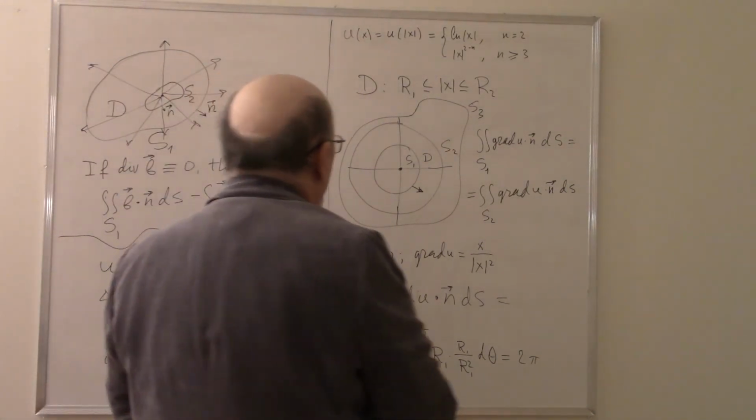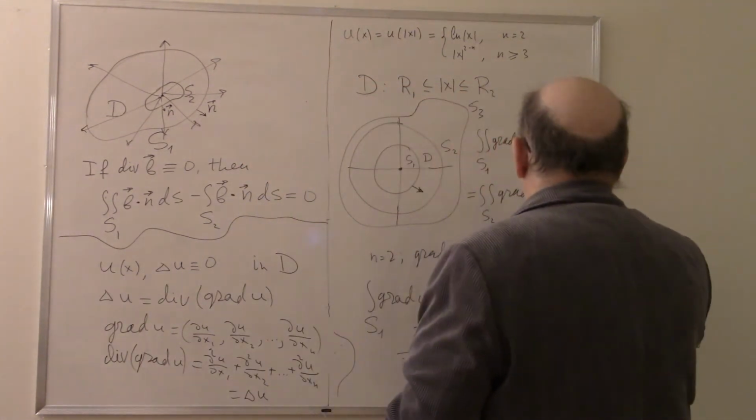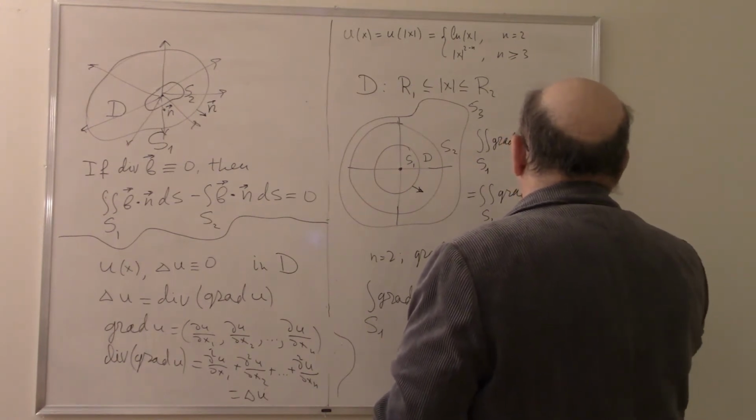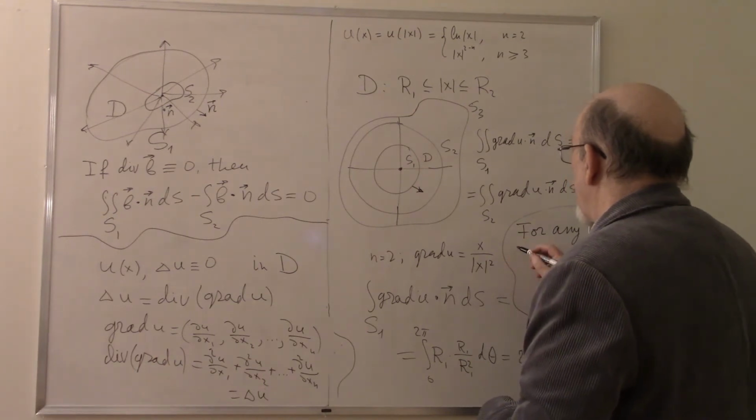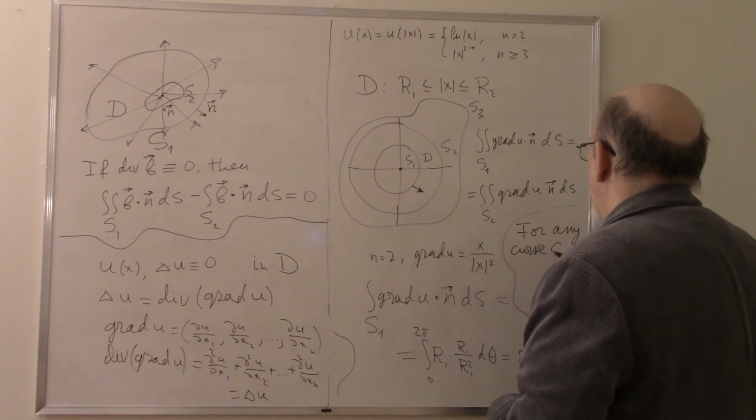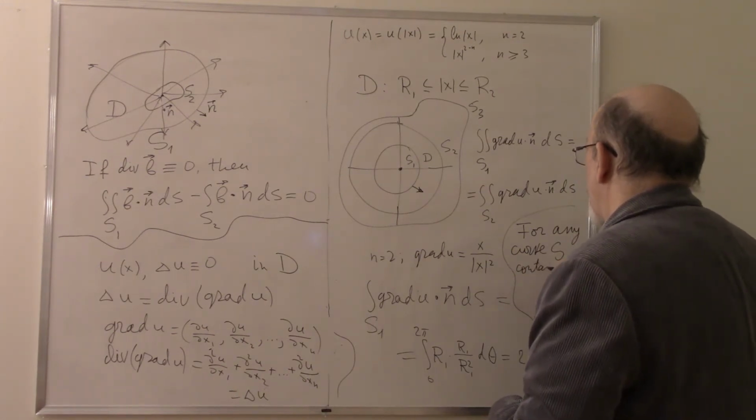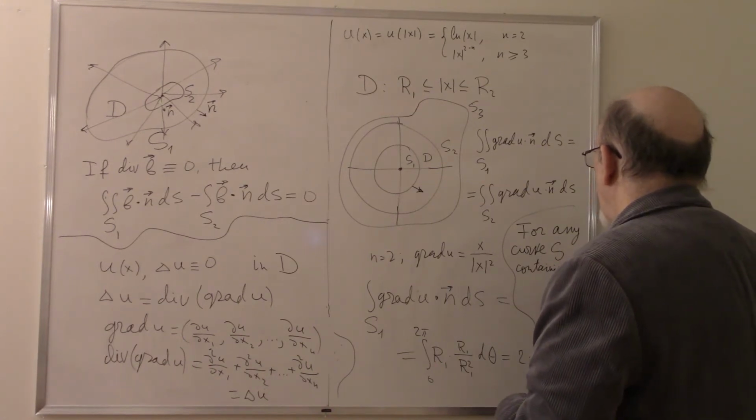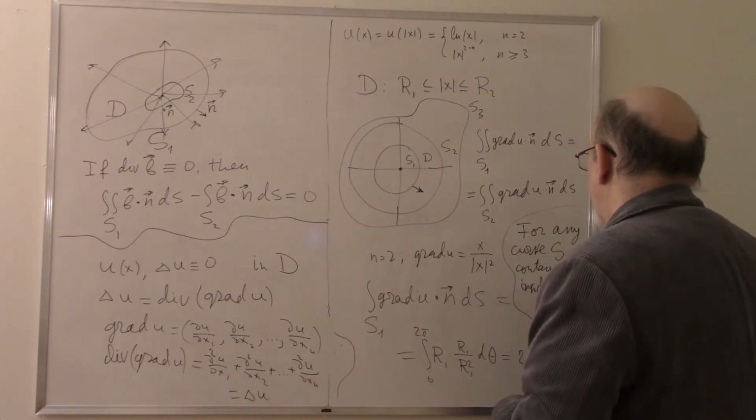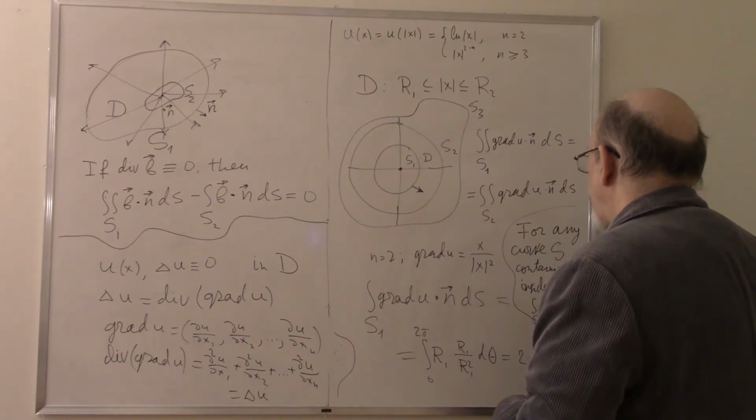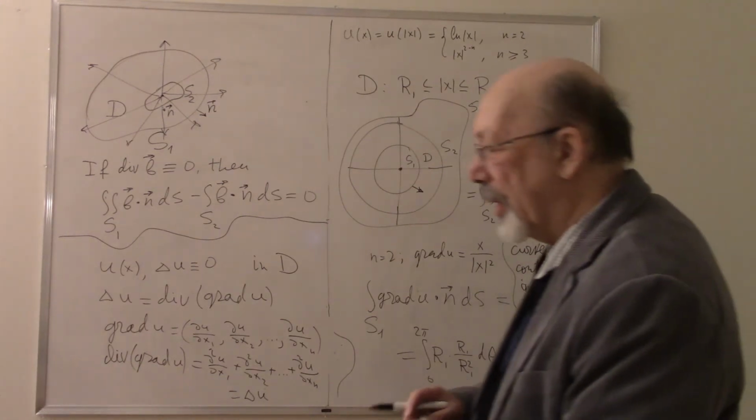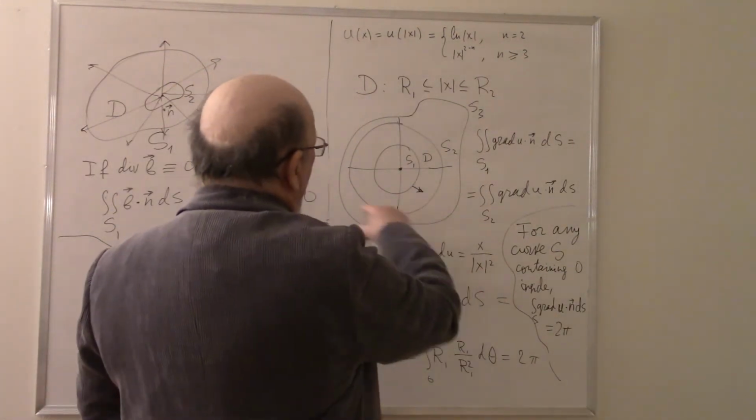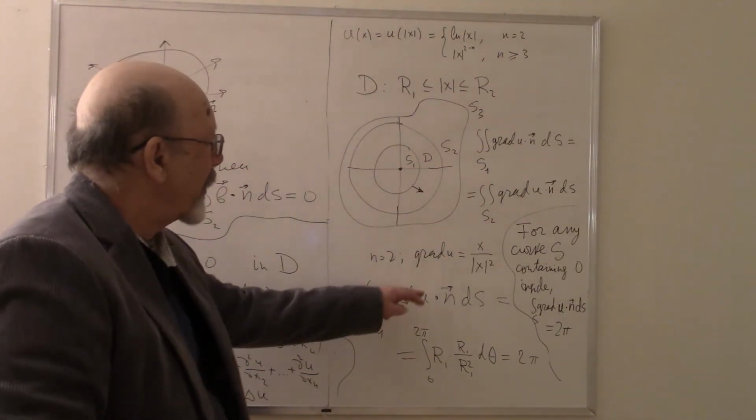So let me state it. For any curve S containing zero inside, the integral over S of gradient u dot n ds equals 2 pi. Essentially, it does not depend on this curve. It is because the divergence of this vector field is 0.